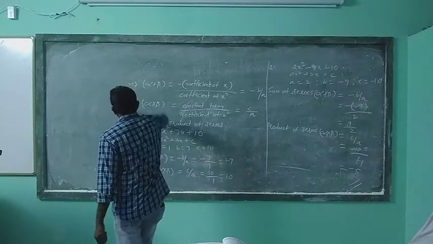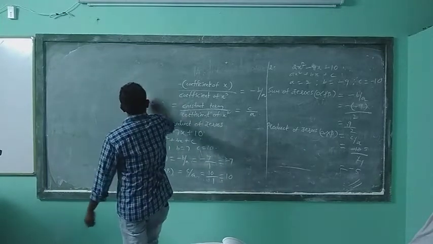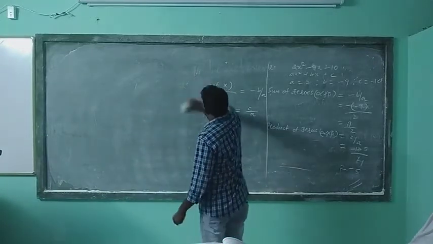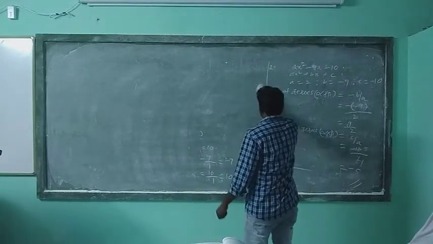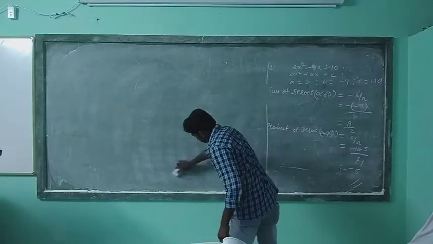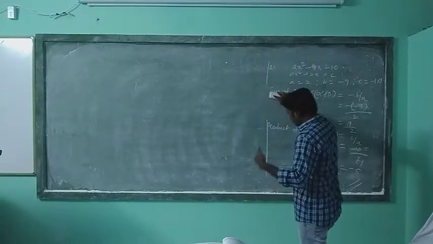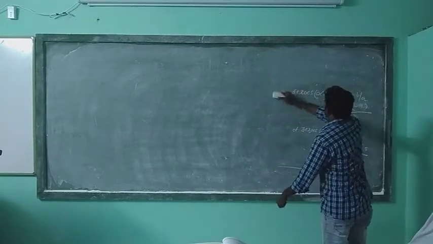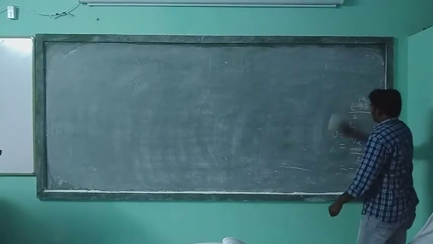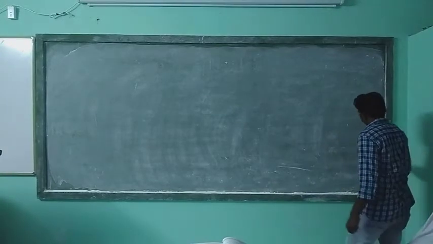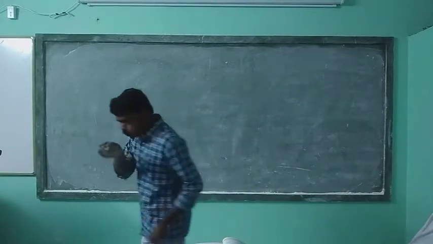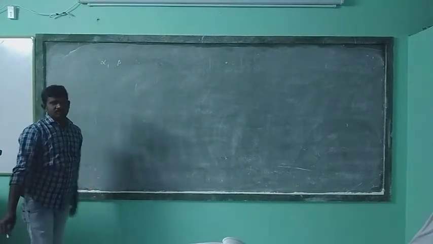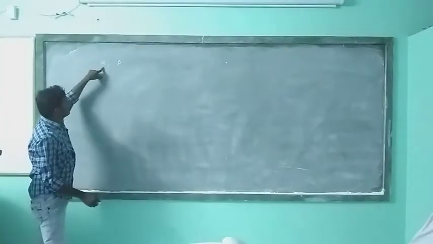Next, the quadratic polynomial is x square plus bx plus c, where a is not equal to 0. That is the general form of a quadratic polynomial. Now, given the sum of zeros and product of zeros, that is the alpha value and beta value, how do we find the quadratic polynomial? Children, take another example. Given alpha comma beta are two zeros of a polynomial.